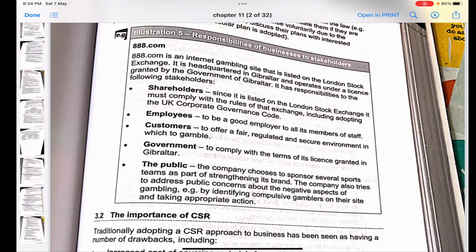Illustration 5. This is a very easy case study. It is an illustration. Just read it yourself. Pause the video and read it yourself. If you have any doubts, then drop it in the comments below.